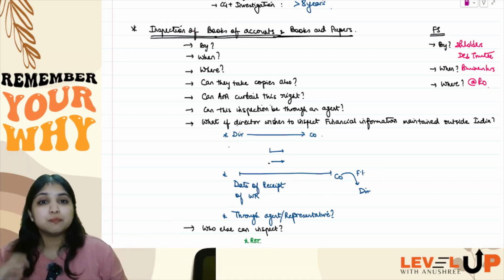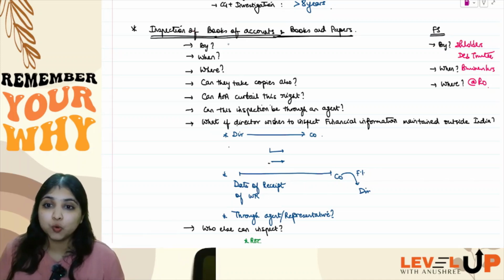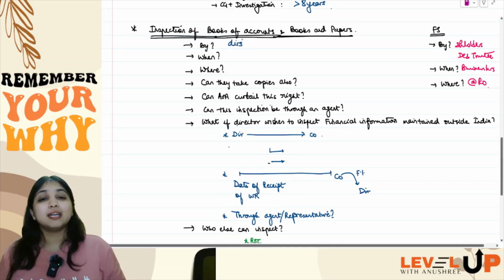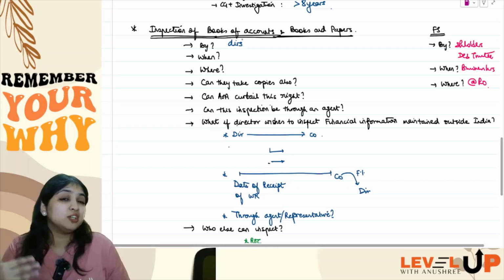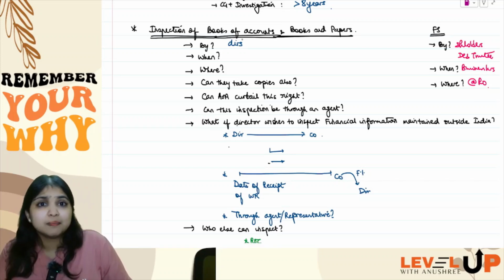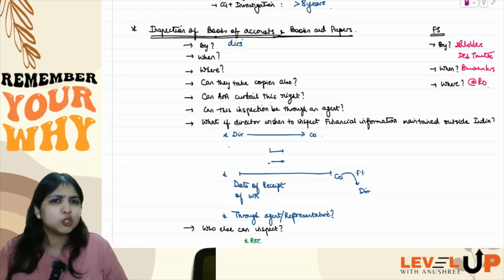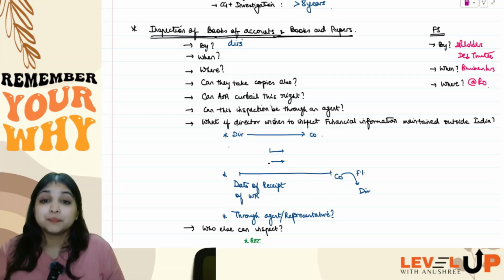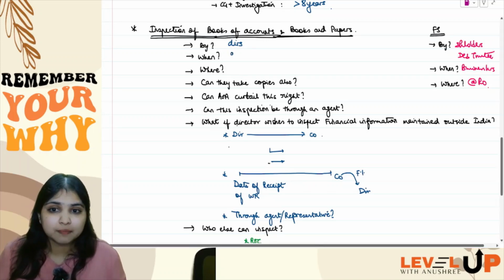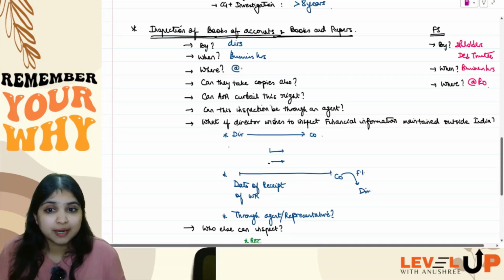So books of accounts and books and papers can be inspected by whom? They can be inspected only by the directors. The directors can be any type of directors: independent directors, whole-time directors, part-time directors, doesn't matter. They can be executive, non-executive directors, any kind of directors. When can the directors inspect them? Only during the business hours. Where can they inspect them?